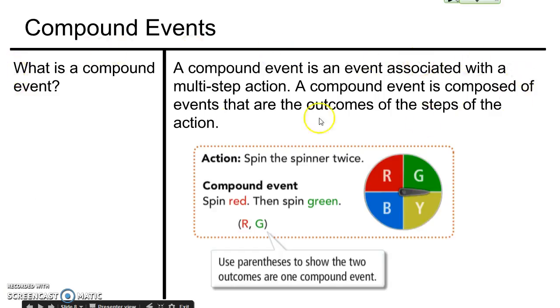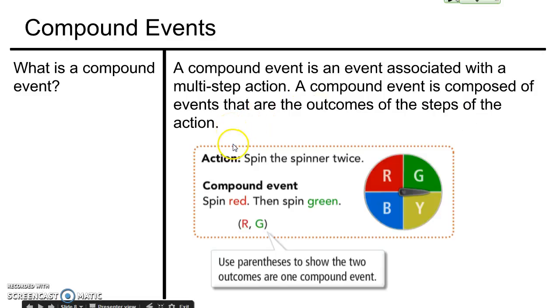All right, copy this into your notes. What is a compound event? Copy this down into your notes, all of this up here. A compound event is an event associated with a multi-step action. That's what we were just talking about. A compound event is composed of events that are the outcomes of the steps of the action.